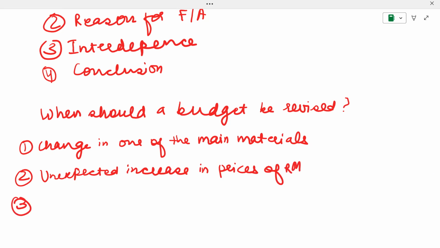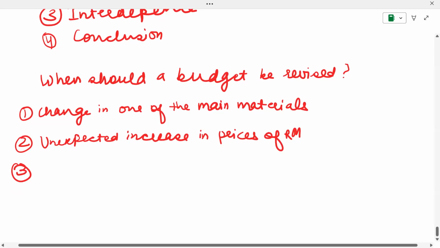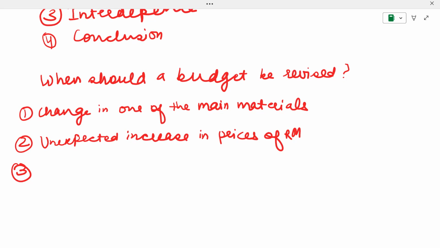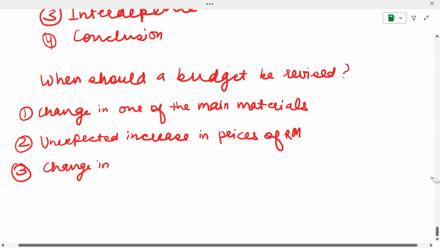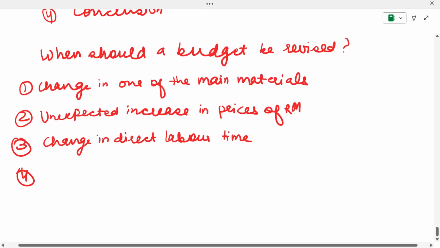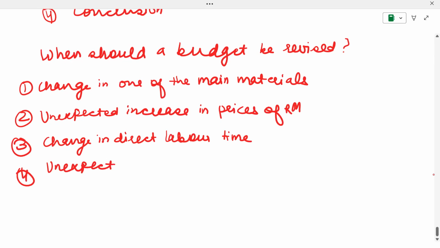Then the third time you should be revising the budget is when there is a change in working methods and procedures that alters the expected direct labor time for a product or service. So basically a change in direct labor time. Then the next thing is when there is an unexpected change in the rate of pay to the workforce.